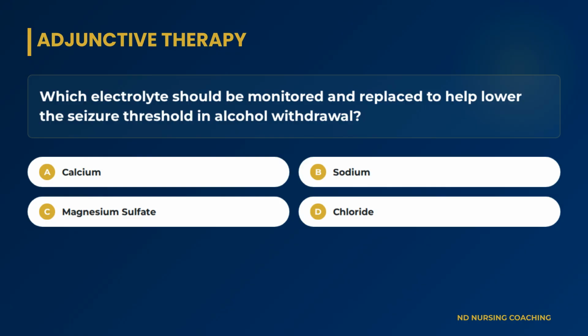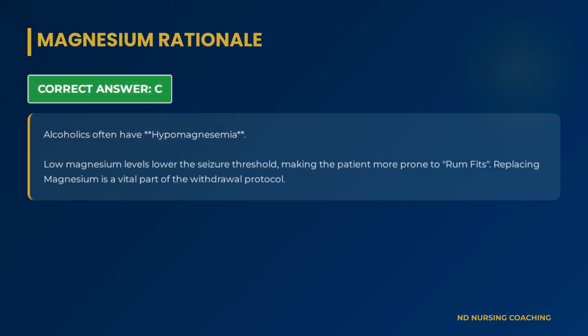Considering adjunctive therapy, what electrolyte is often depleted in alcohol-dependent individuals and is often administered to help decrease the risk of seizures and arrhythmias during withdrawal? The correct answer is D. Magnesium. Hypomagnesemia is common and can contribute to hyperexcitability and seizures. Magnesium is often administered alongside thiamine and benzodiazepines.